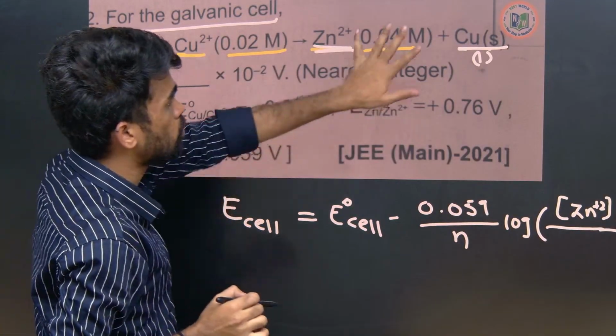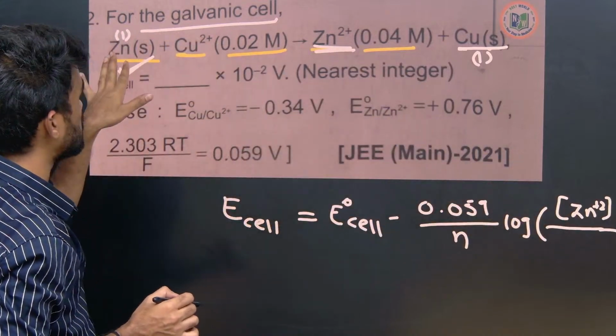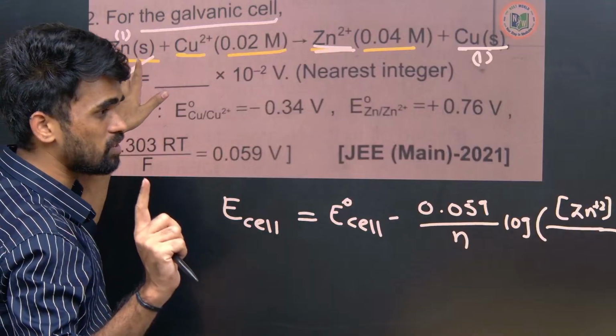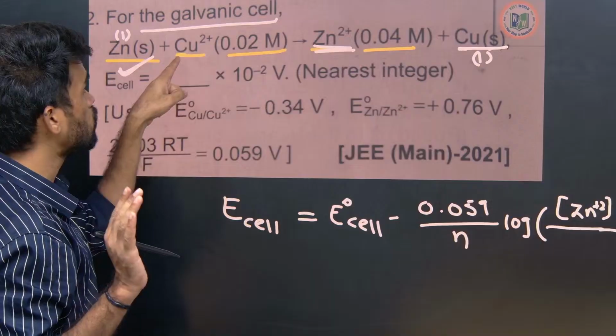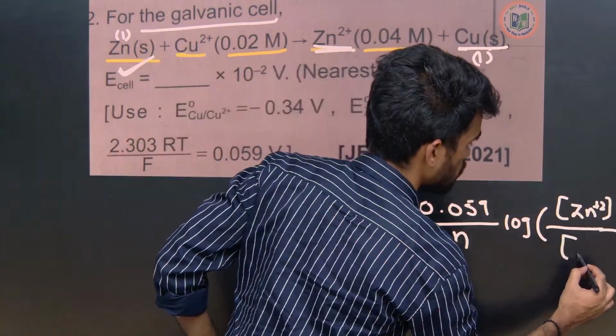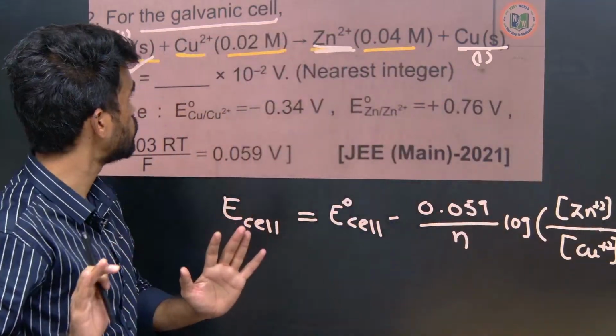Now the product concentration by the reactants. Here we have zinc, which is solid, so its activity or concentration is considered as 1, and we have copper +2, whose concentration you have to take, so Cu+2 concentration, like this. Hope up to here it is clear.